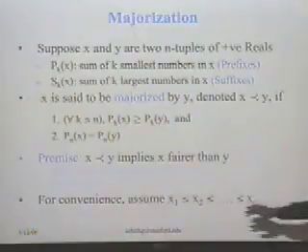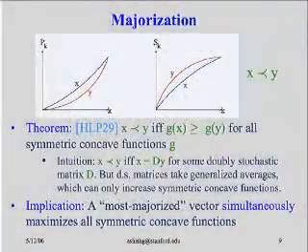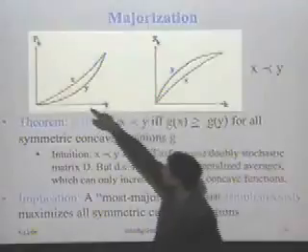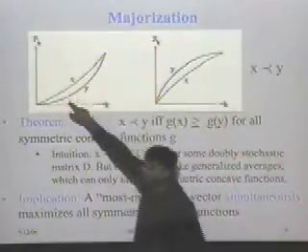I'm not going to assume x1 less than or equal to x2 less than or equal to xn, so please ignore that line. I was going to take it off, but I forgot. So let me first illustrate what majorization really means. It means that suppose x is majorized by y.